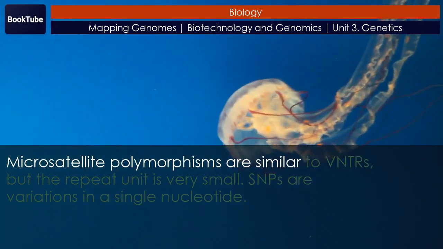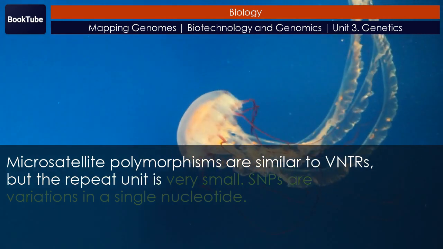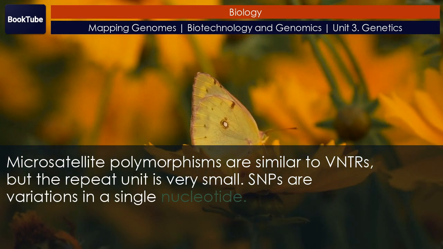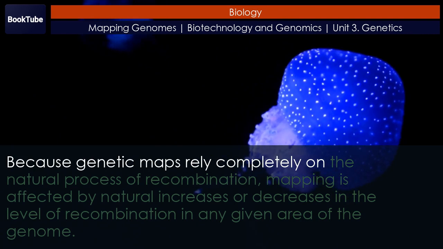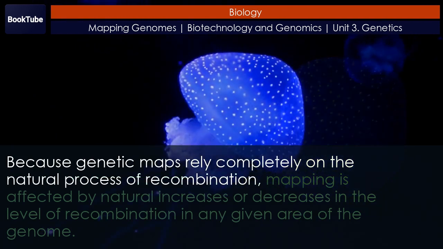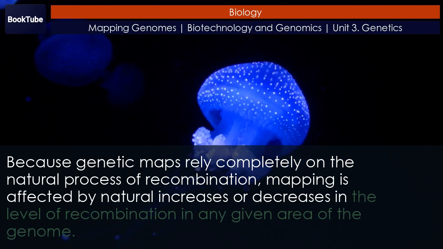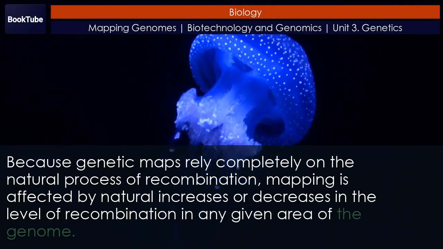Microsatellite polymorphisms are similar to VNTRs, but the repeat unit is very small. SNPs are variations in a single nucleotide. Because genetic maps rely completely on the natural process of recombination, mapping is affected by natural increases or decreases in the level of recombination in any given area of the genome.